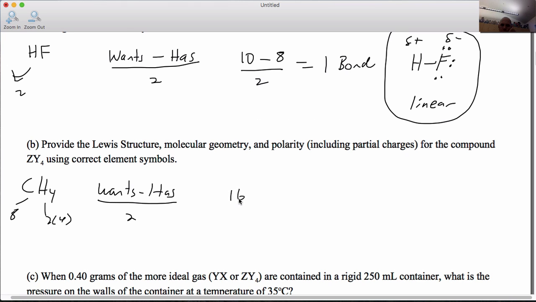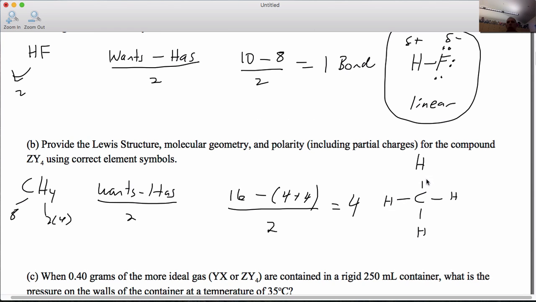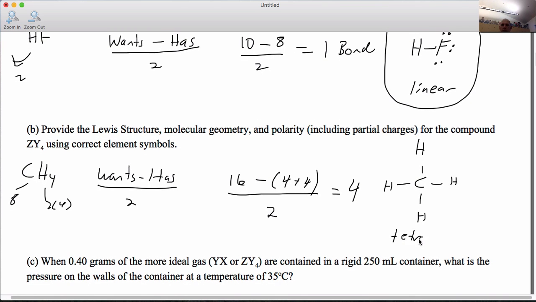So that's going to be 16 minus has. Okay, so we know that here, that's the valence. So carbon has only 4, and then there's 4 hydrogens, each having 1. That's going to be 8 divided by 2, 4. So now we're going to have C, H, H, H, H. There's going to be no partial dipoles because we know that with the carbon-hydrogen bond, we don't count that. And the shape of this is going to be tetrahedral.